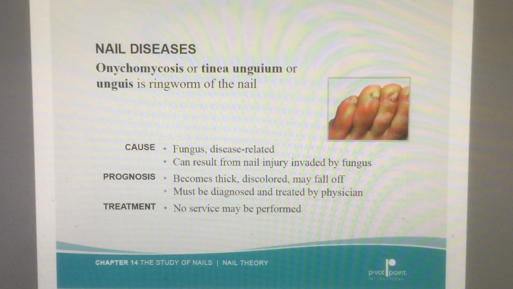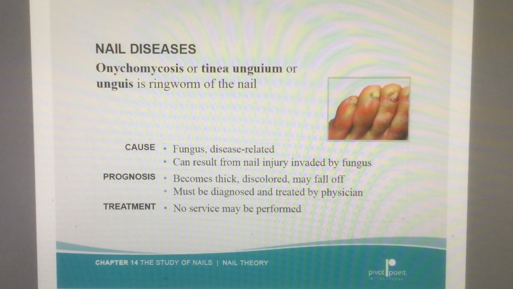Now, when it comes to nail diseases, onychomycosis or tinea unguium or unguis is ringworm of the nail. Okay, here's what I want you to remember. Tinea means that it is ringworm in itself. Tinea unguium, and think of the term uña, like that's the UN part of it. Uña means nail, but tinea is ringworm. Unguium means of the nail.